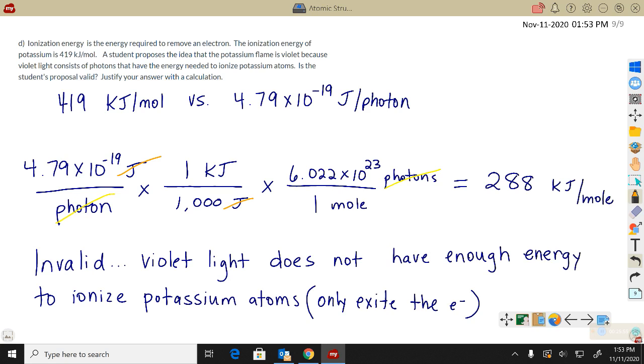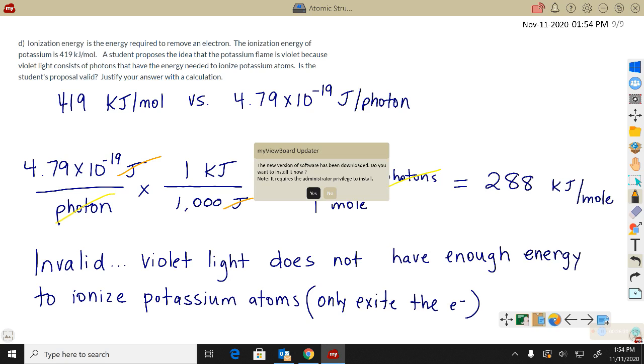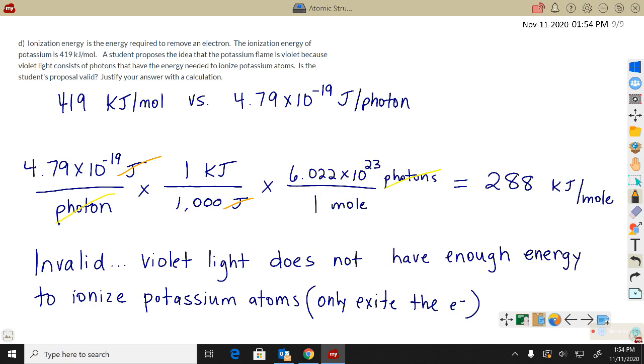But I've got energy now per photon of this violet light in units of joules per photon, and I need the units to match. So yeah, it doesn't matter which you want to change as long as you can get them the same. So I went with the kilojoules per mole. Let's get them both in kilojoules per mole. So I switched my joules to kilojoules, did some dimensional analysis. I had joules per photon, which then I put the photon on the top, per mole on the bottom, 6.022 times 10 to the 23rd of anything in 1 mole. And I got about 288 kilojoules per mole.